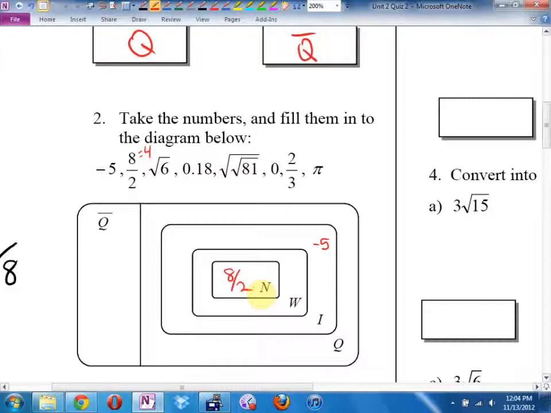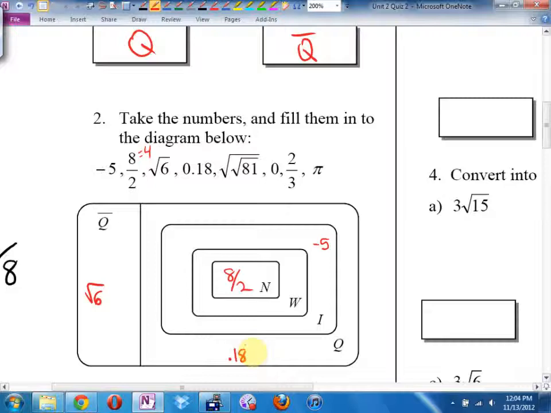Works out evenly. √6, does that work out evenly? No, and it's a square root. We said if square roots don't work out evenly, they are irrational. There's going to be a √6 right there. 0.18, what's that? Well, it's a terminating decimal. That means it's a rational number. Goes in the Q section.